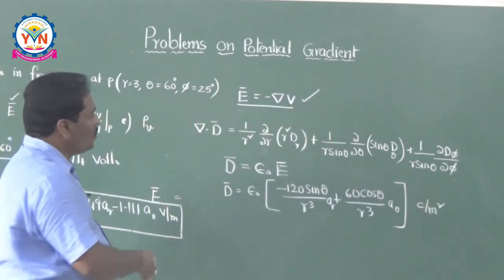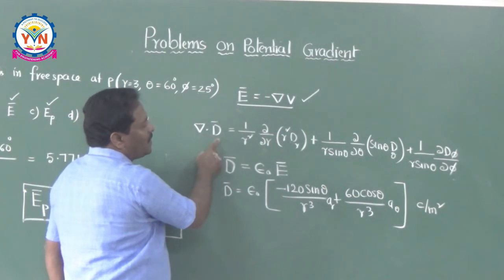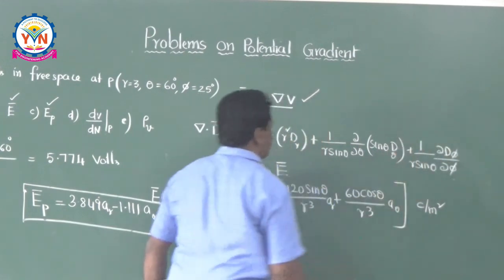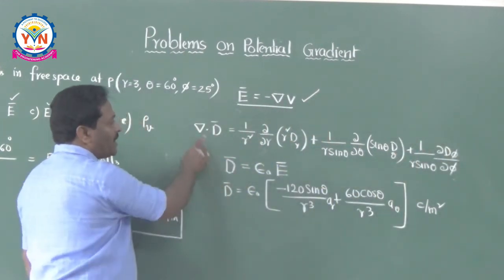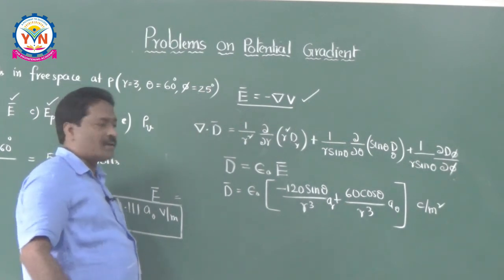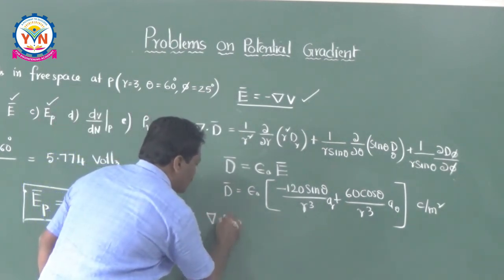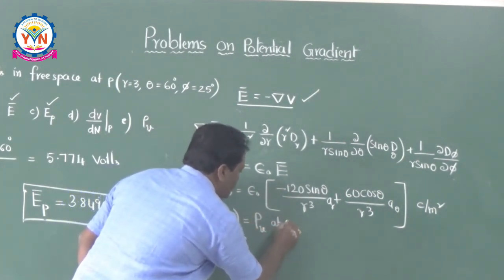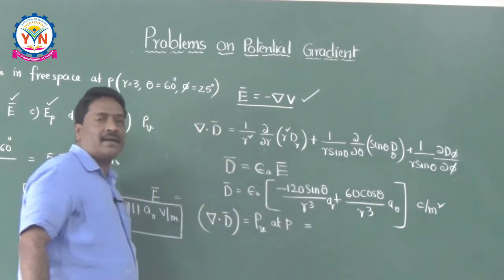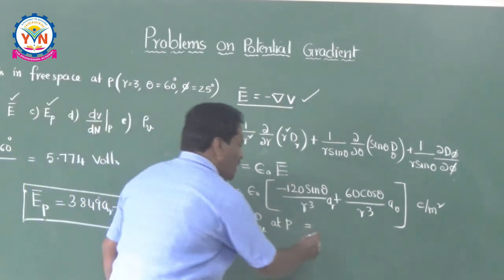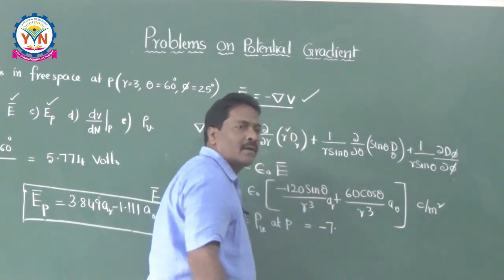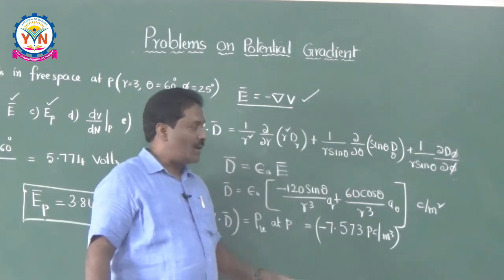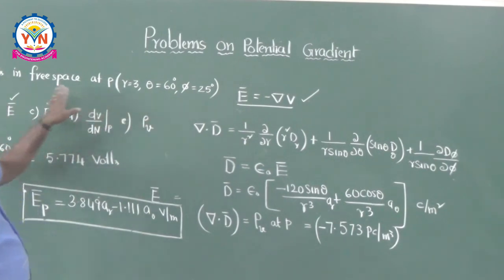Now you want del dot D bar. You want the first term and second term because there is no phi component, as usual. Just calculate by taking this del dot D bar, doing the partial differentiation. Del dot D bar is equal to rho v, and at the point P, if you simplify, you are going to get the answer minus 7.573 picocoulombs per meter cube.